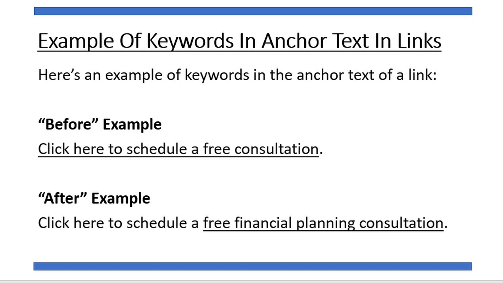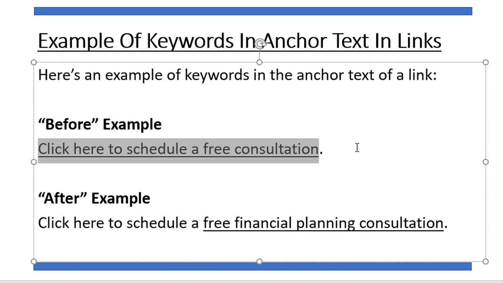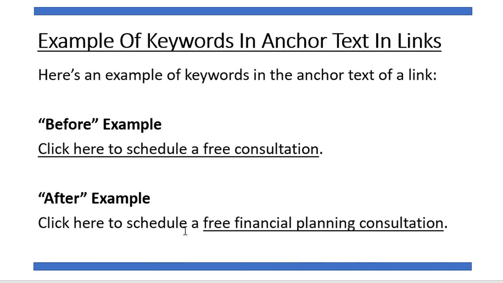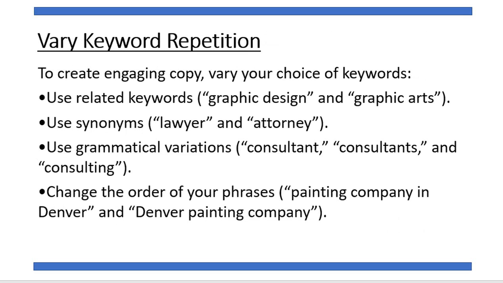So another place to put keywords is in links, and typically what you'll see when people haven't optimized a page is a link will look like this. Click here to schedule a free consultation. What we want instead is really specifically what kind of consultation that is. So in this case I'm acting like it's for a financial planner, and it's saying a free financial planning consultation. And the part that's underlined is all we need to be the link. We don't need that click here to schedule. It dilutes what we're doing.